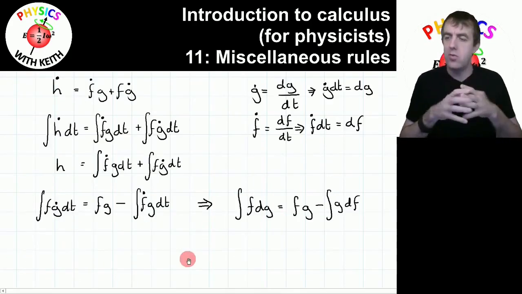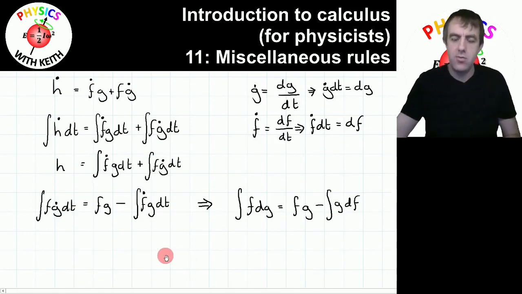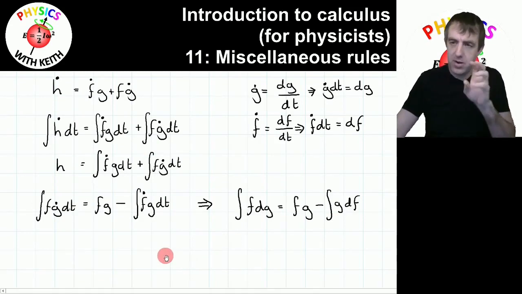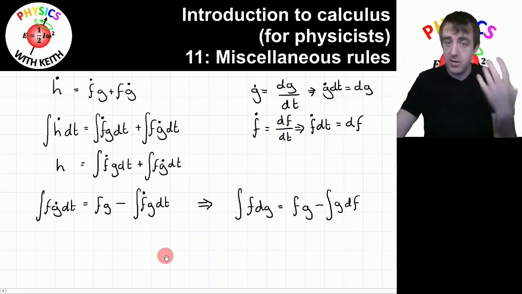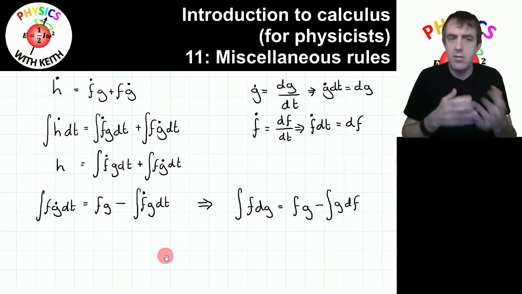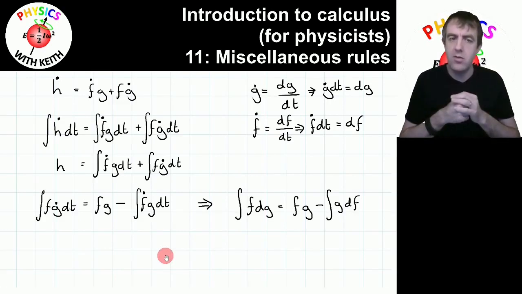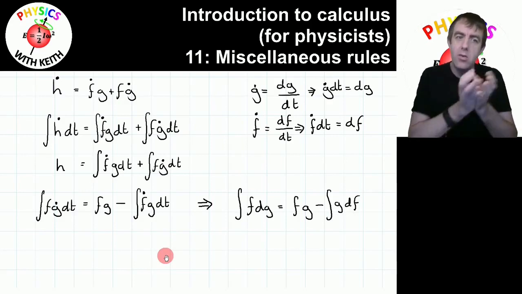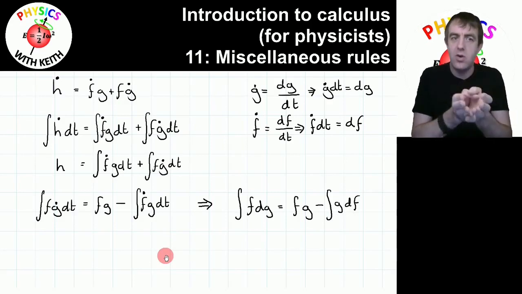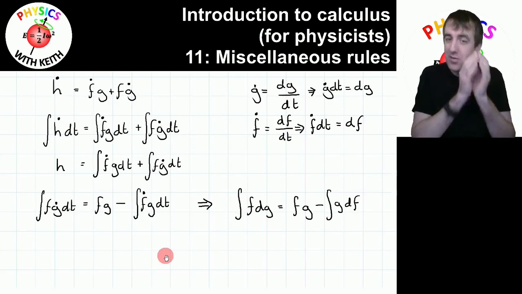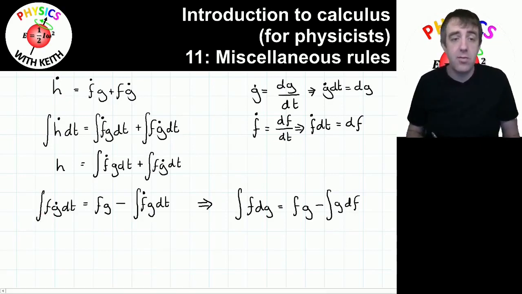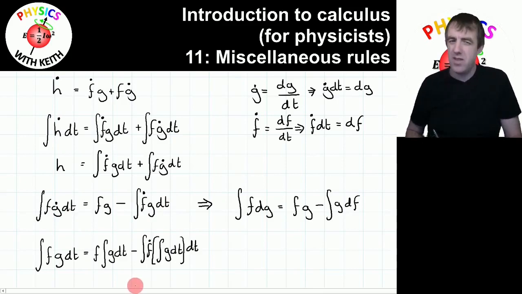So all you do with this, when you have two functions that are multiplied together and you want to integrate them to find the area under a graph that represents the product of those two functions, is you pick which one is f and which one is the derivative of g. You can actually take this one step further by integrating g throughout. And you might find that a little bit easier.